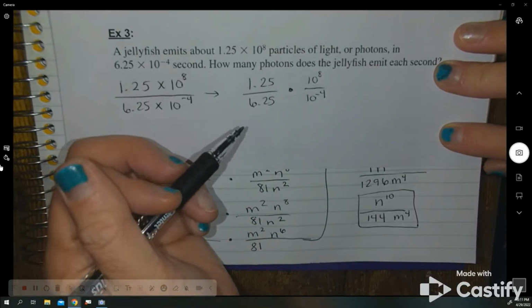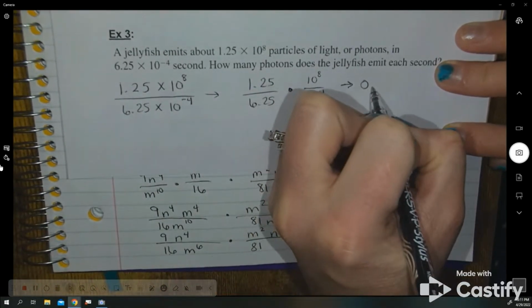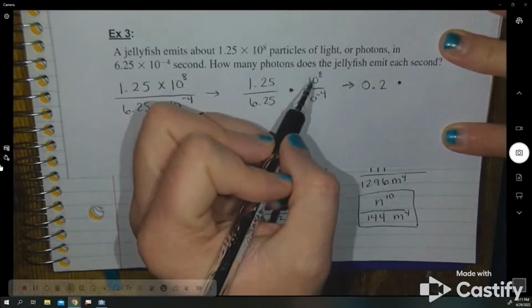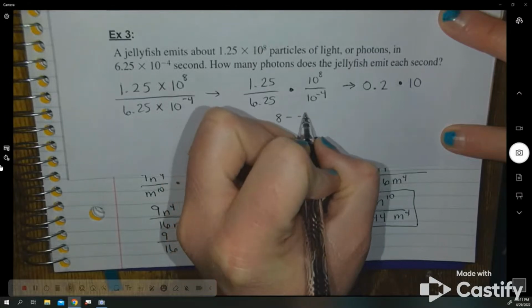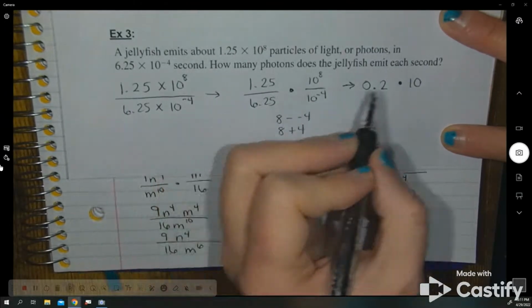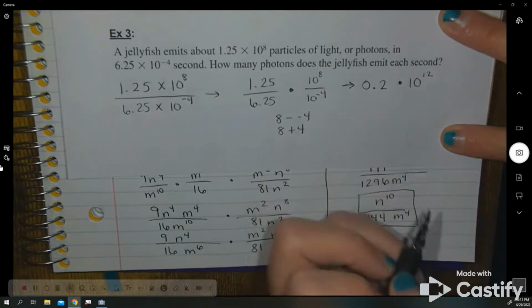So when I do 1.25 divided by 6.25, I get 0.2 times, now remember, I keep the base, 10, and I subtract the exponents. But remember, when you subtract 8 minus negative 4, it's the same as saying 8 plus 4. So my exponent on this 10 is going to be a 12. So I have 0.2 times 10 to the 12th.